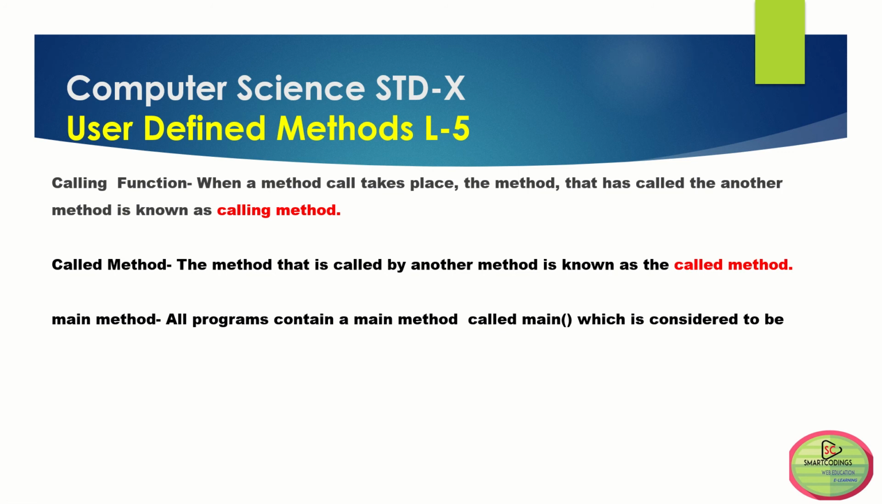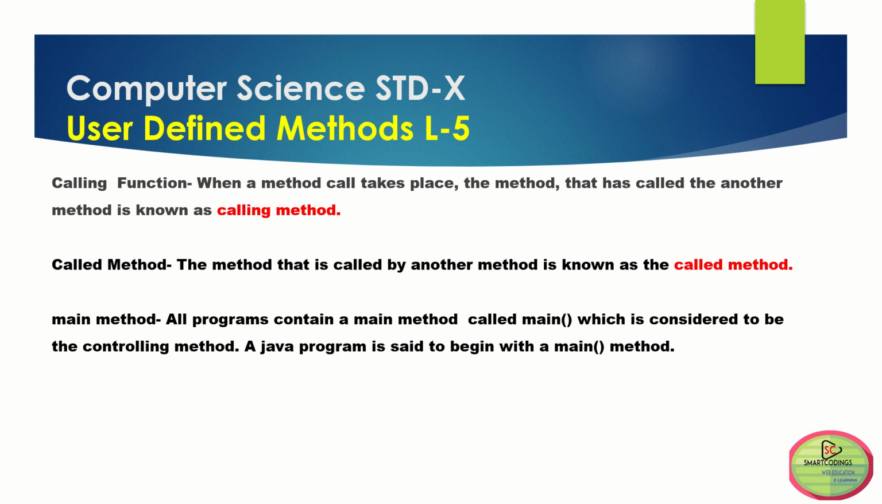Now the main method. All programs contain a main method, which is considered to be the controlling method. A Java program is said to begin with a main method because it is the entry point of the compiler. That's why a Java program needs to start from a main method. Clear? So: actual parameters, formal parameters, calling function, called method, and main method. I think these terms are clear to you before we move on to the concept called call by value.